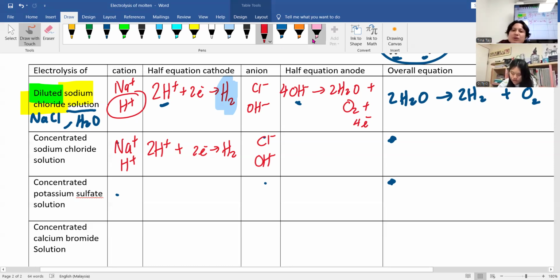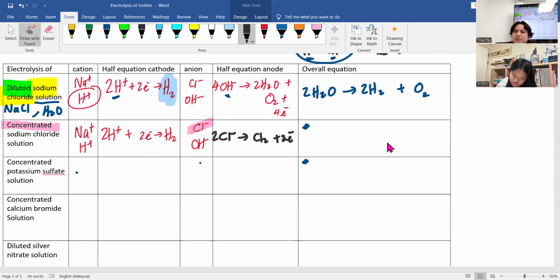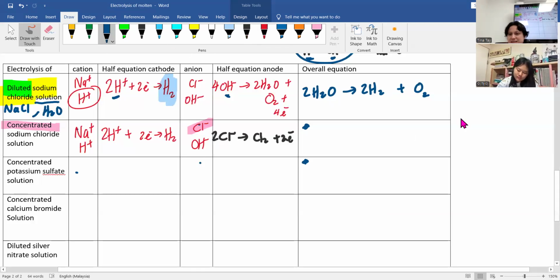Okay. Now, chloride and hydroxide. Because it's concentrated, we choose chloride. So chloride becomes chlorine. Did you get this correct? Okay, now this part is a little bit more in skills.